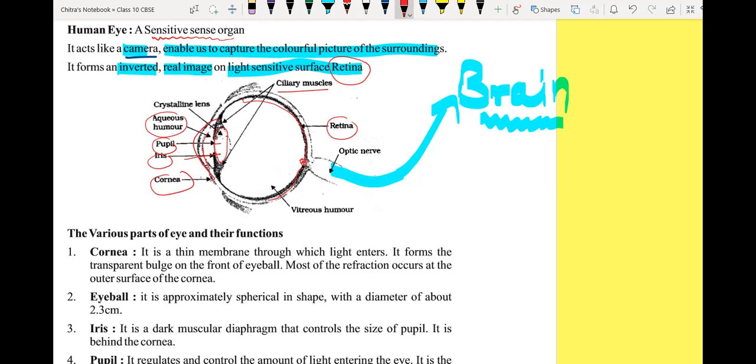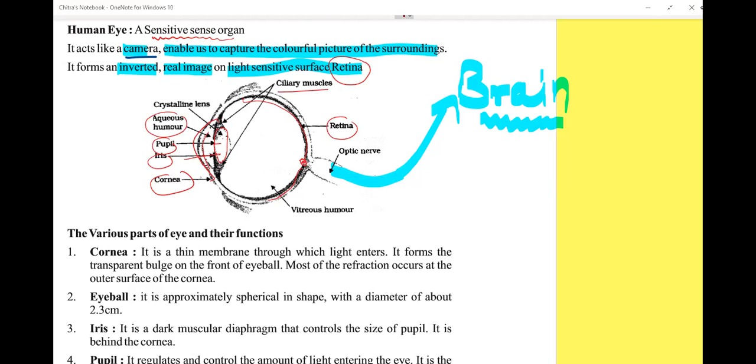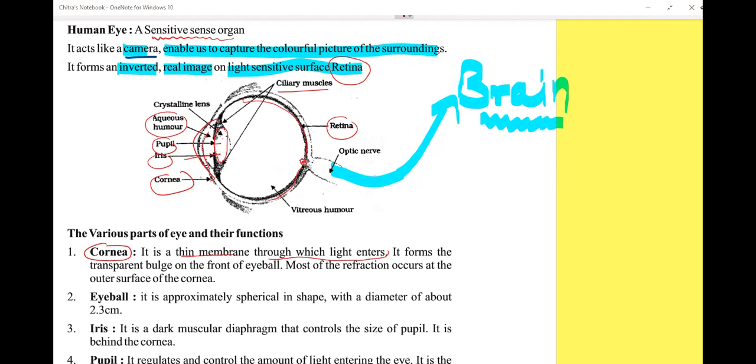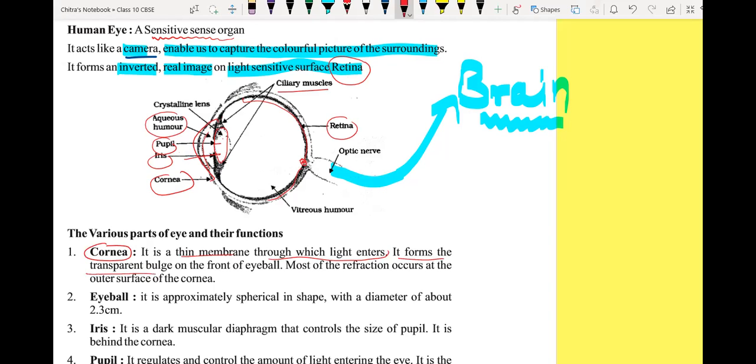Okay, so let's discuss each part of the human eye one by one. The first part we are going to cover is the cornea. So what is the cornea basically? It is a very thin membrane through which light enters. Whenever our eye shutters open, the front part of the eye is the cornea, a thin and transparent membrane. It forms the transparent bulge in front of the eyeball, and it is always moist.